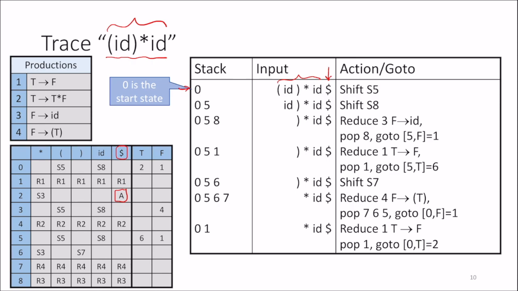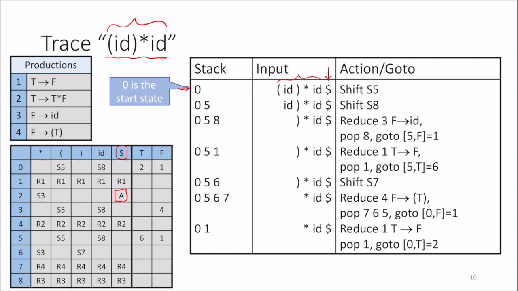You might have shifted everything onto the stack, and as you've seen in previous examples, you might need to do a sequence of reduces before you can accept. So the dollar is quite useful because it specifies when you have run out of input to shift.